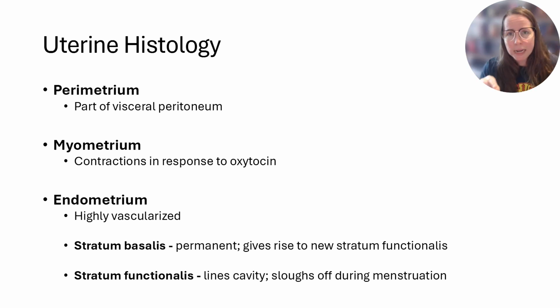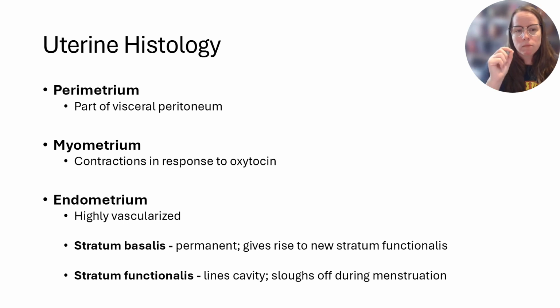The inner lining is the part that changes throughout a female cycle. So we'll talk about this a lot in the next video. Lots of vasculature here because this is where the fetus is going to develop. And we don't know where the blastocyst or morula is just going to actually embed. So the whole uterine lining has to change and make itself available for a fertilized egg.